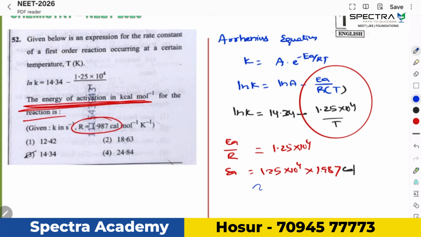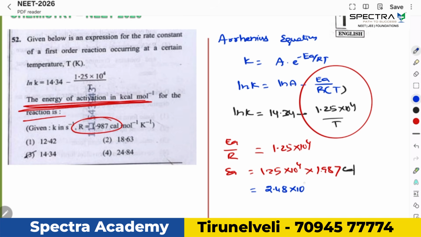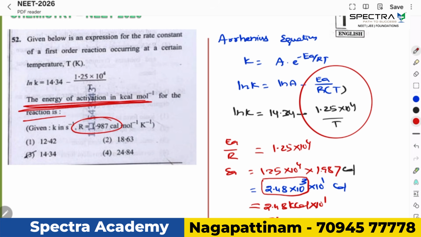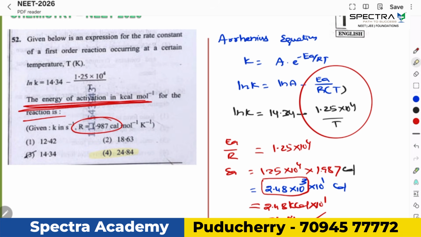Let's see the calculation here. After multiplying that, you will get 2.48 into 10 to the power of 3 into 10 to the power of 1 calories. So it is looking like kilocalories, 2.48 kilocalorie into 10 to the power of 1, that is equal to 24.84 something. So this is the answer, students. For question number 52, option 4 is the correct option.